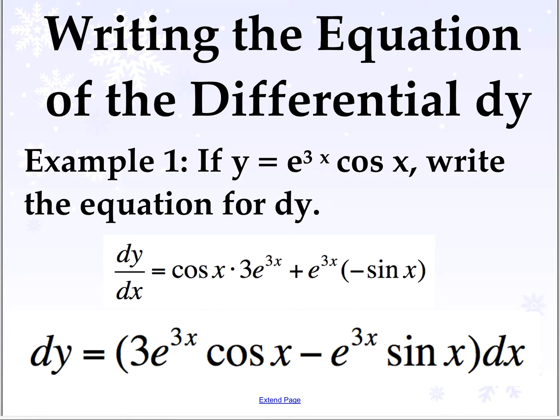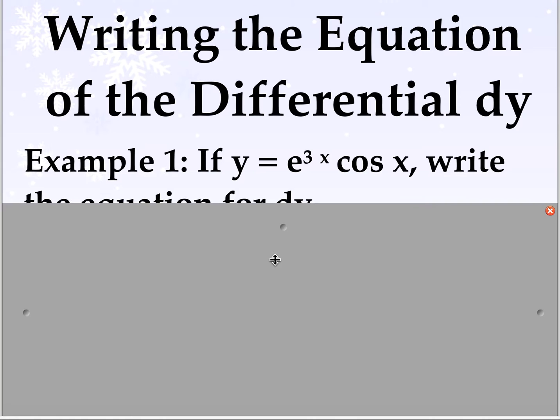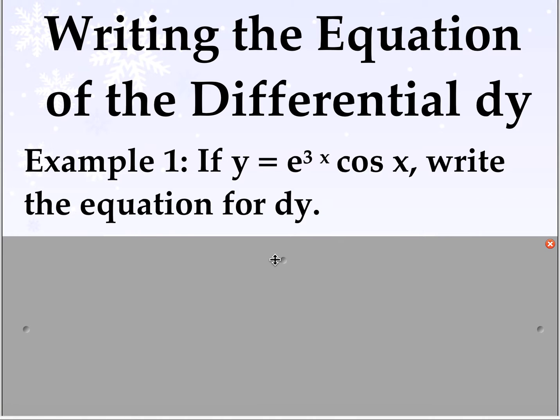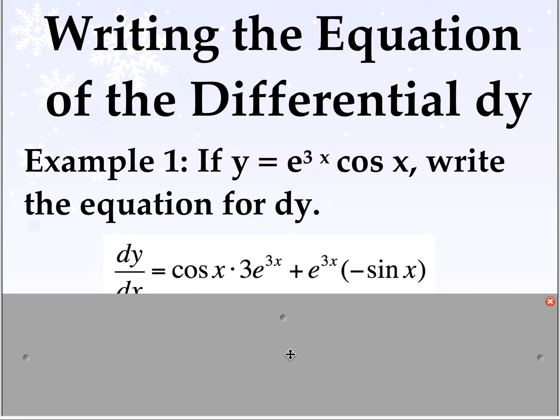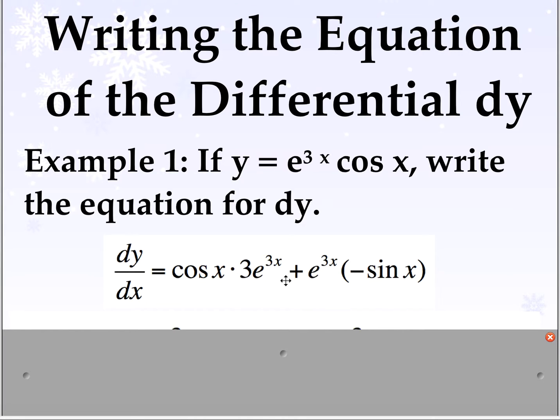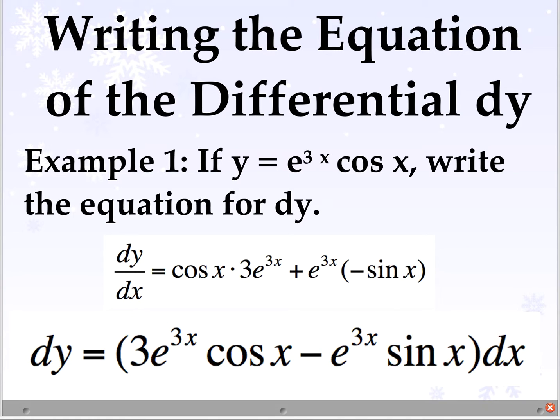The example that I have here is e to the 3x times cosine of x, and we are going to write the equation for dy. So what we're going to do is find the derivative of this. We need to use product rule, 2d1 plus 1d2, and at the very end we are going to multiply both sides by dx. So dy, here's my 2d1 plus 1d2, and then I'm going to simplify it, make it look a little better, and multiply both sides by dx. And so this is what I get.